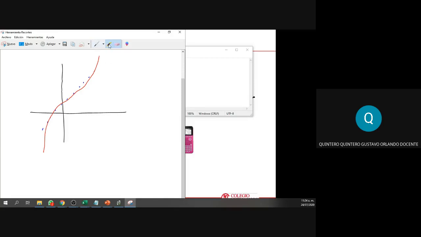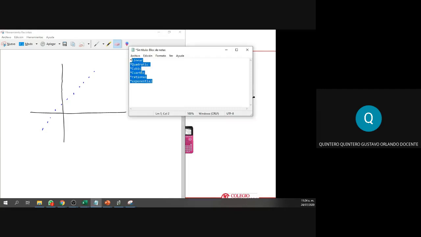But again, I am missing a couple of points. I think a linear is a better choice. That is what it means to analyze the behavior. Analyzing the behavior is thinking about which of these options is the best.